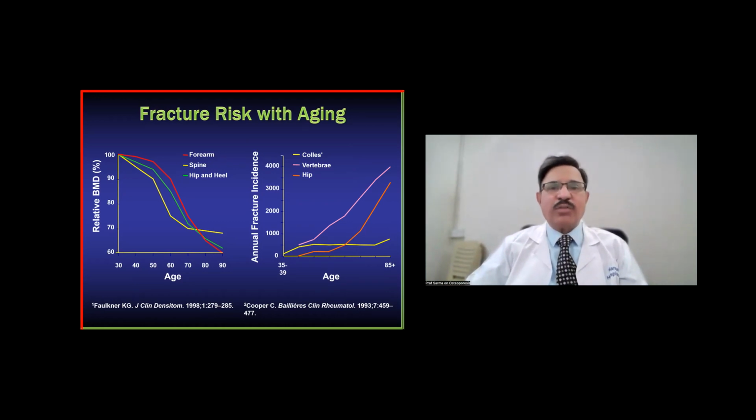You see the red one is the forearm fracture risk, the yellow one is the spine, and hip is the blue. So as you age, after 60, 70, the risk of forearm, spine and hip fractures is so great. Colles, vertebrae and hip. You see the vertebral fractures, they increase with age like anything, and then Colles fractures more or less stable, and then hip fractures. So they all have international references there.